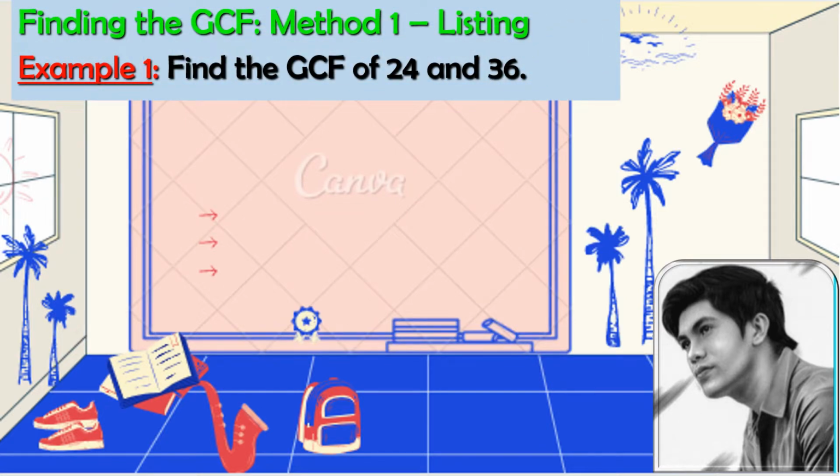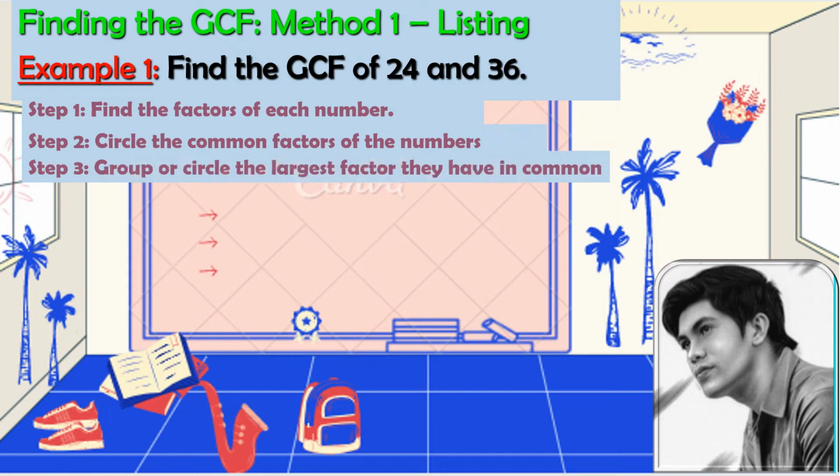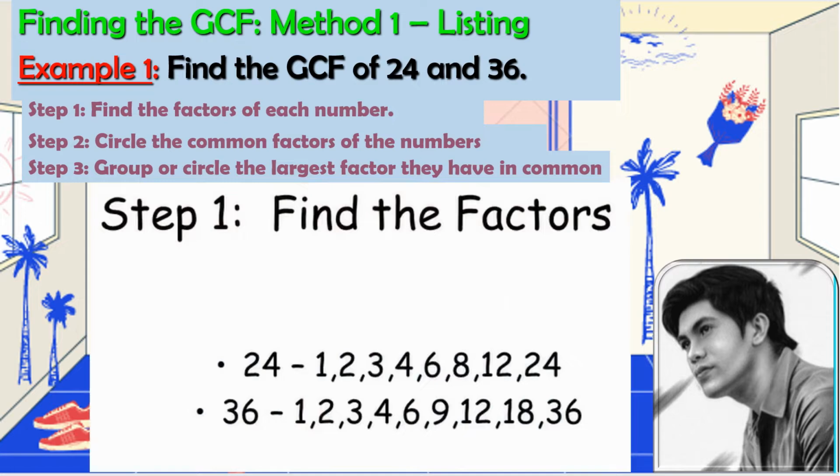Finding the GCF, method 1, listing. Example, find the GCF of 24 and 36. Step 1, find the factors of each number. Step 2, circle the common factors of the numbers. Step 3, group the largest factor that they have in common. Step 1, find the factors.